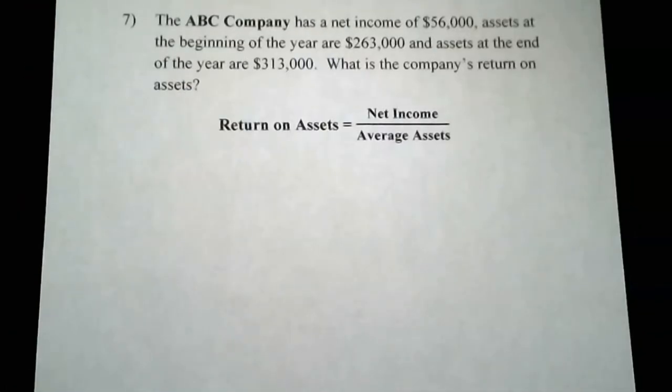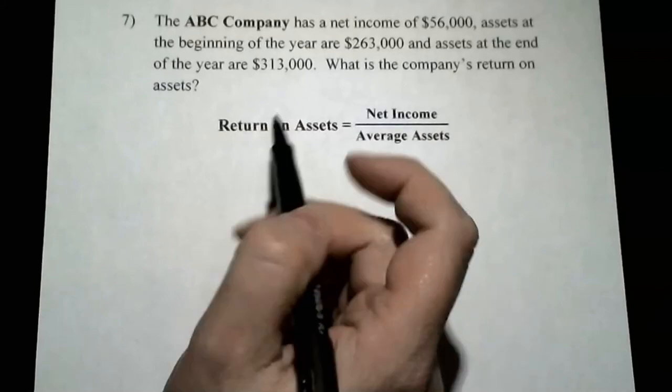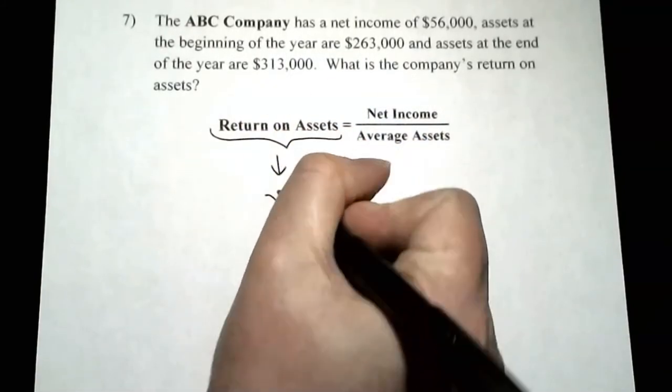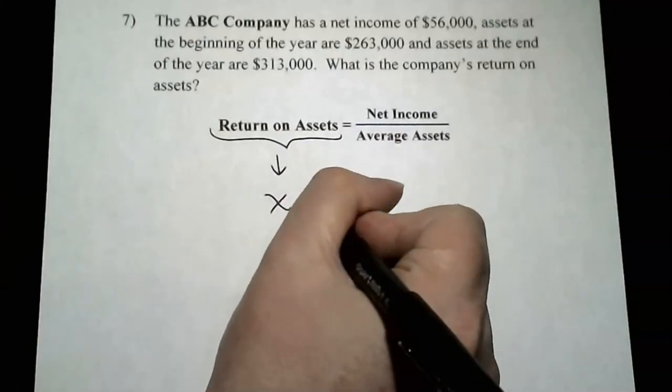Next up, number 7 says the ABC company has a net income of $56,000. Assets at the beginning of the year are $263,000, and assets at the end of the year are $313,000. What is the company's return on assets? And they give us another formula to plug into. They're asking for the return on assets, so this is the thing we're being asked for. We don't know it, so I'm going to call it X.